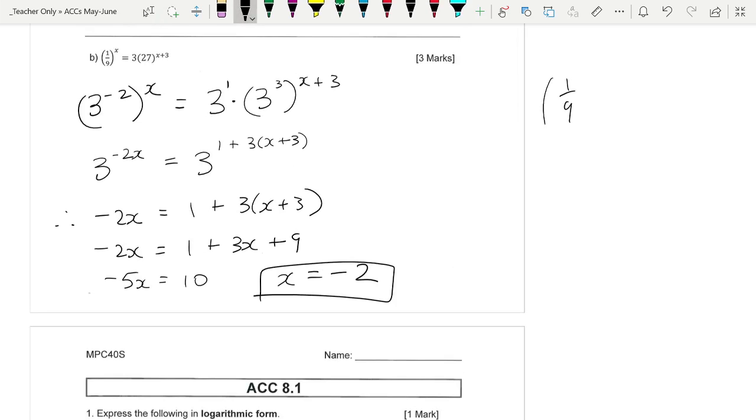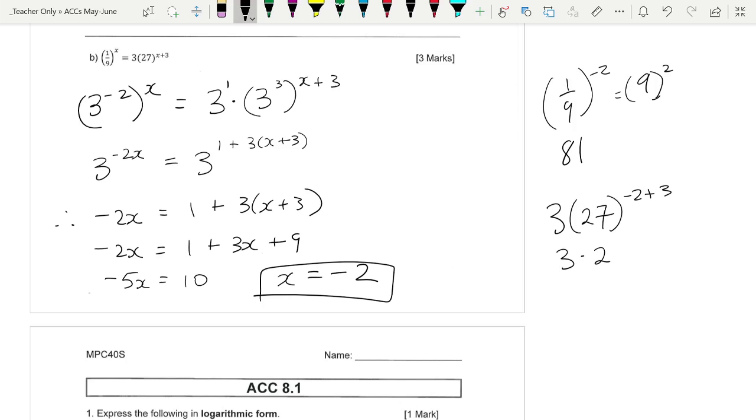1/9 to the negative 2 is 81, right? Because you take the reciprocal. Oh, I said reciprocal, then I didn't do it. That's 9 over 1 to the positive 2, which is 81. So that's the left-hand side. And the right-hand side is 3 times 27 to the negative 2 plus 3. And that's 3 times 27 to the power of 1. And 3 times 27 is 81. So that's true.